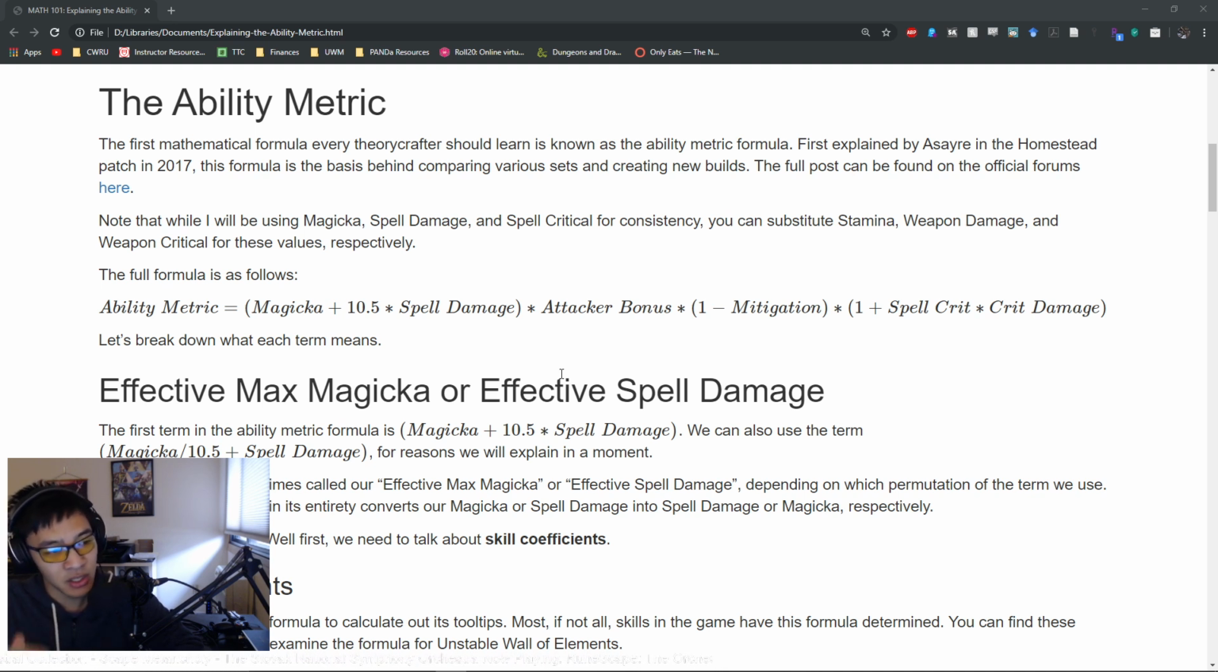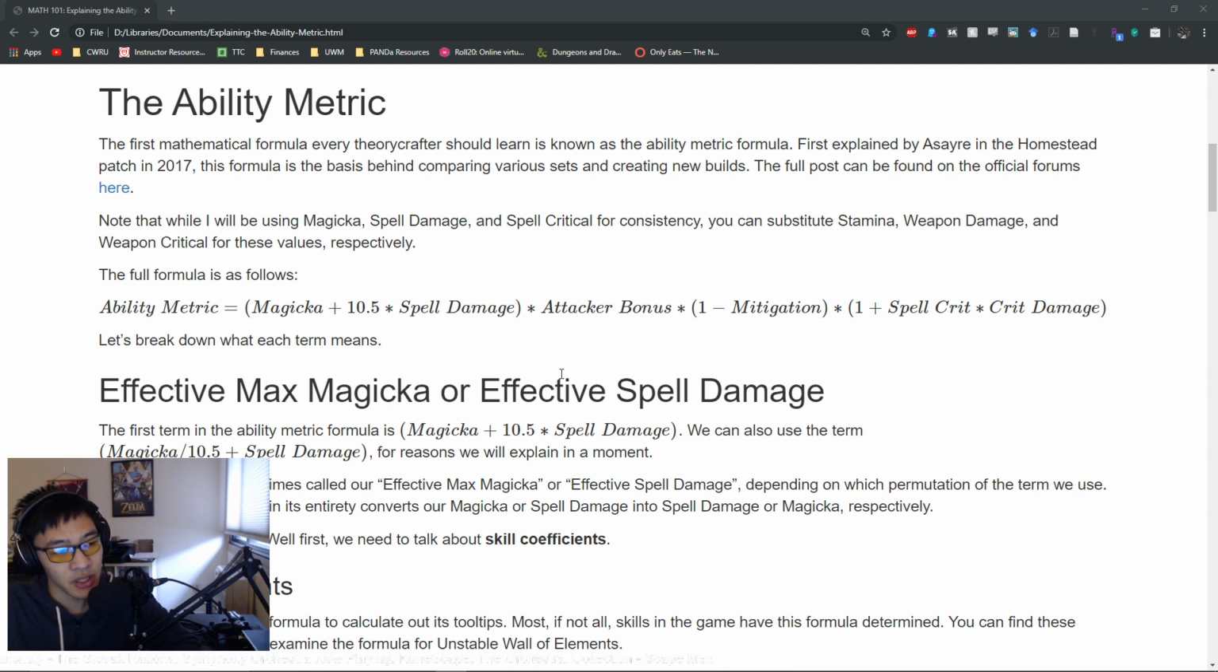The ability metric itself hasn't really changed all that much since Homestead. This formula right here is the ability metric formula. Note that I am using Magicka, spell damage, and spell crit whenever I refer to this, just for consistency's sake. You can obviously substitute stamina, weapon damage, and weapon crit for all these values, but across all the different lectures we'll be sticking with Magicka, spell damage, and spell crit.